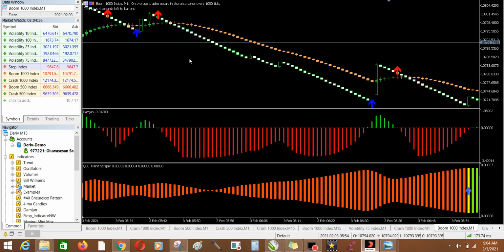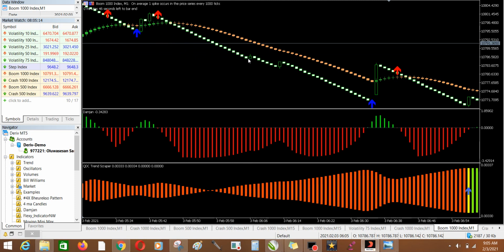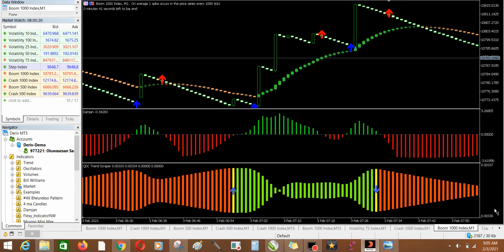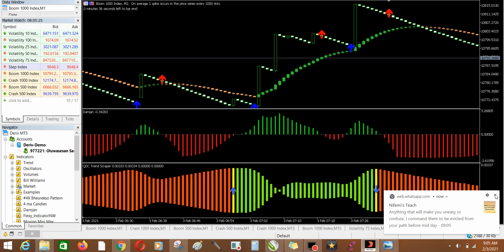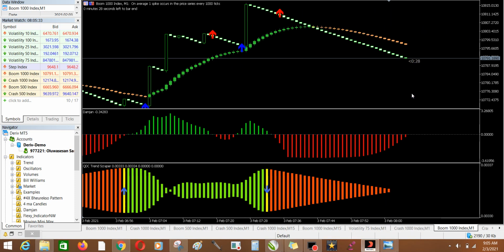So let me quickly explain to you. You can easily follow the arrows on the charts. On the main chart, you can follow the arrows there. Once you get a red arrow like this, it shows that it is selling around there. So you can come in and sell around there. And let me quickly explain to you how you can exit your trade each time you are trading.